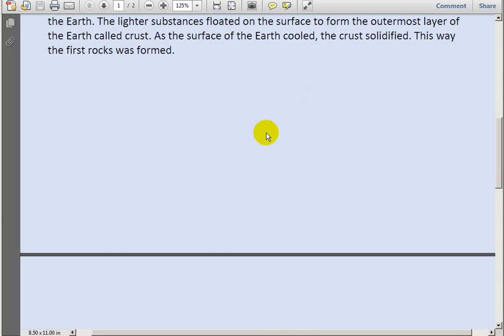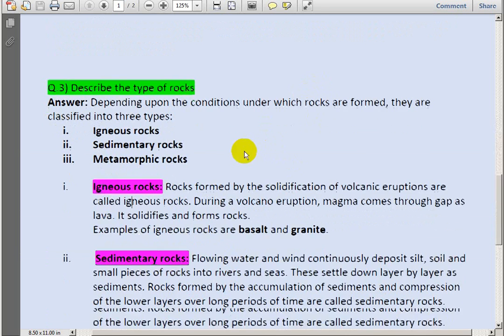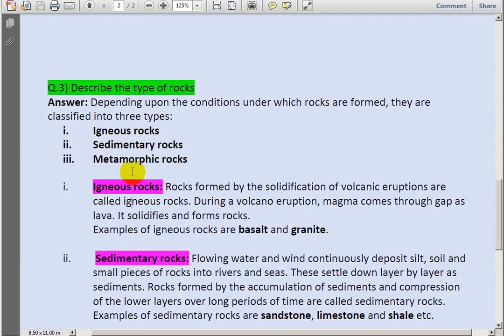Igneous rocks, sedimentary rocks, and metamorphic rocks. There are three types of rocks: igneous, sedimentary and metamorphic. Igneous rocks are formed by the solidification of material from volcanic eruptions. During an eruption, magma comes out through gaps as lava, and it solidifies to form igneous rocks. Igneous rocks are basalt and granite.